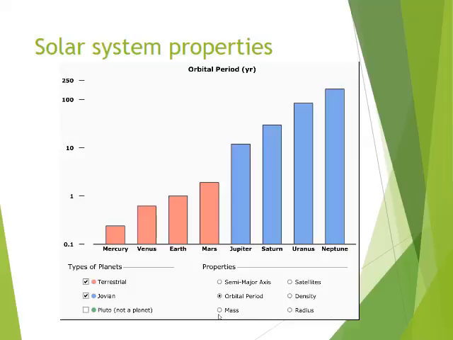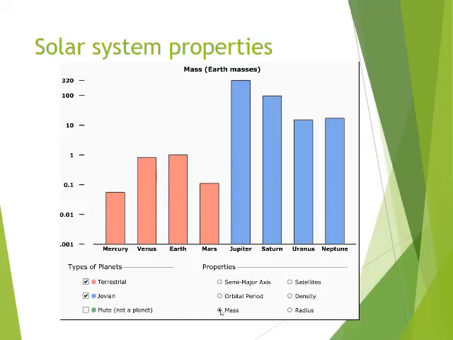Okay, that's relatively straightforward. Let's check out the mass of the planets. And notice there is a distinction, or a good contrast here between your terrestrial planets, all less massive than your Jovian planets. Pretty clear there.